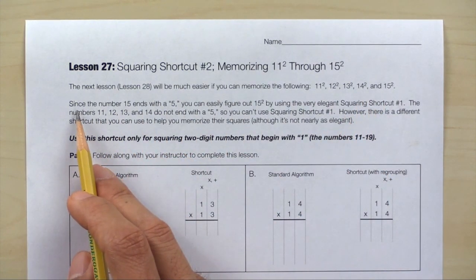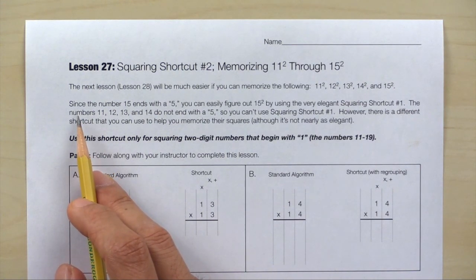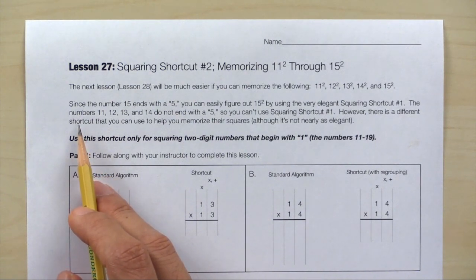Since the number 15 ends with a 5, you can easily figure out 15 squared by using the very elegant squaring shortcut number 1. The numbers 11, 12, 13, and 14 do not end with a 5, so you can't use squaring shortcut number 1. However, there is a different shortcut that you can use to help you memorize their squares, although it's not nearly as elegant.